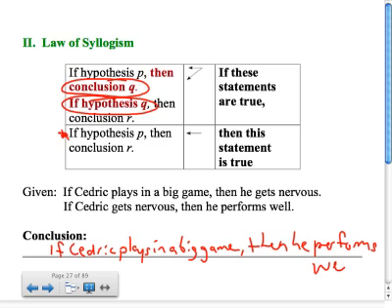I apologize for my sloppy handwriting here. I don't have the best penmanship. But anyway, the way to see this is that this then part and this if part are the same. So these things essentially you can think of as canceling each other out, for lack of a better way of explaining it. And what you're left with is your conclusion. So if Cedric plays in a big game, then he performs well.